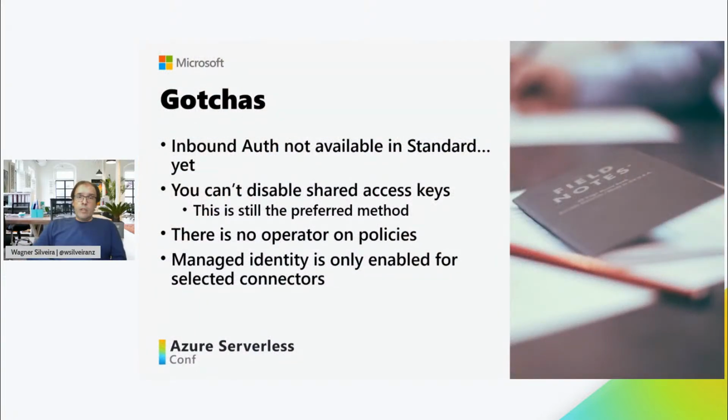Let's talk a little bit about the gotchas on that, because you always have some kind of gotchas, right? So the first one is inbound authentication is not available on Logic Apps Standard yet, right? So you need to take that into consideration. You can't disable shared access keys even though you're using the OAuth authentication method. If you get hold of the shared keys, you still should be able to call that logic app. And if you call a logic app without the shared keys and just the authorization, it is going to complain that you don't have some shared keys, right?